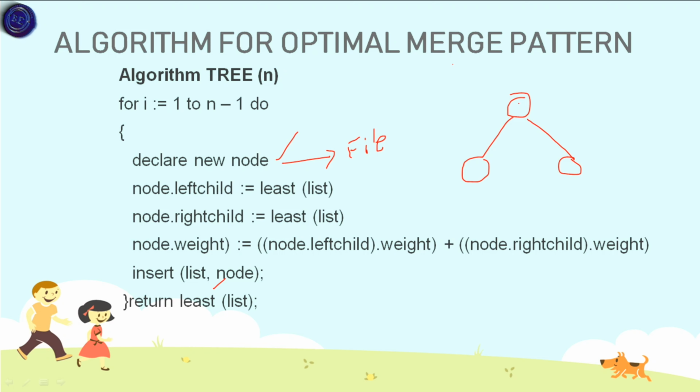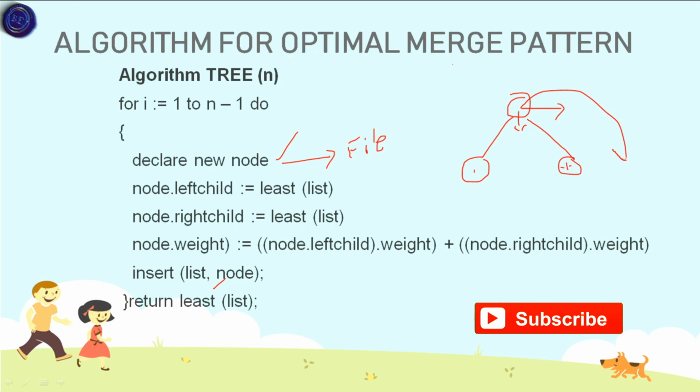After that the weight of this node is equal to the weight of the left child node plus the weight of the right child node. That means the weights of the two child nodes are combined into this root node. We then insert this node into the list. After that we return the list. In this way the optimal merge pattern occurs.